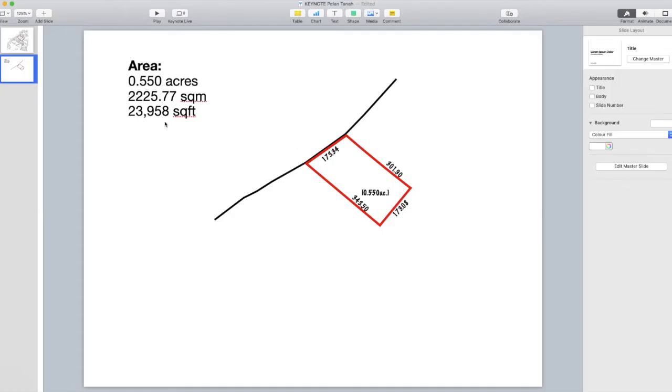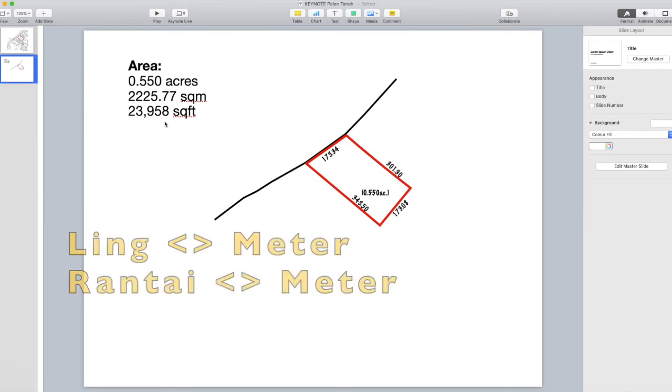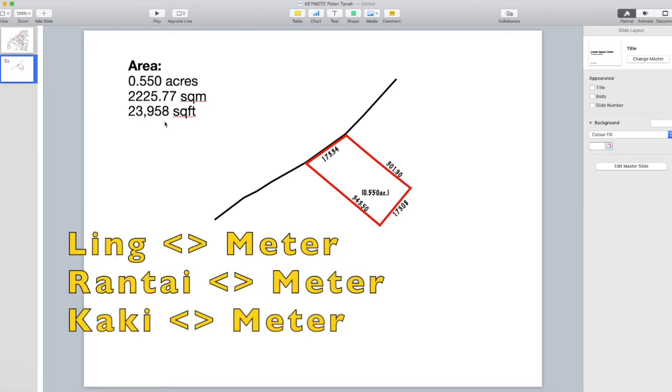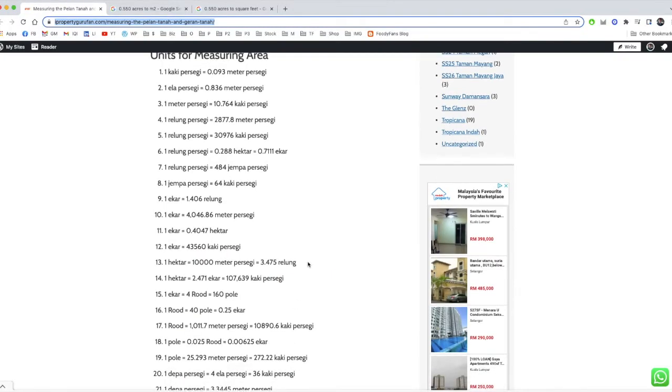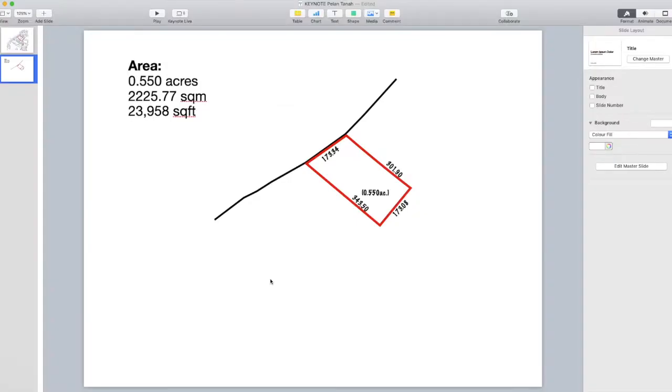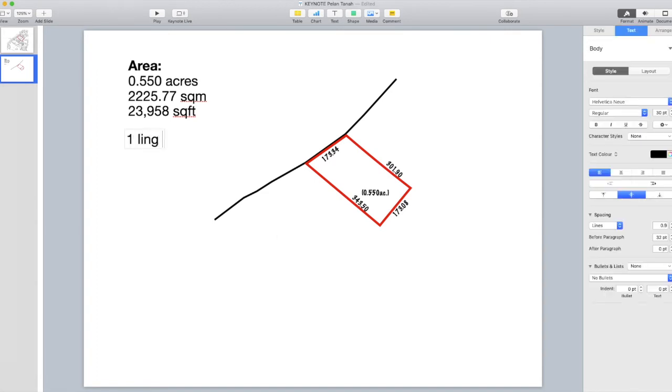So I've narrowed it down to link to meter, rantai to meter, and kaki, which is feet in English, to meter. So leave a comment below on the units of measurement and the Pelan Tanah. So the answer is link to meter. So one link is equivalent to 0.201168 meters. So we're going to do the calculation.